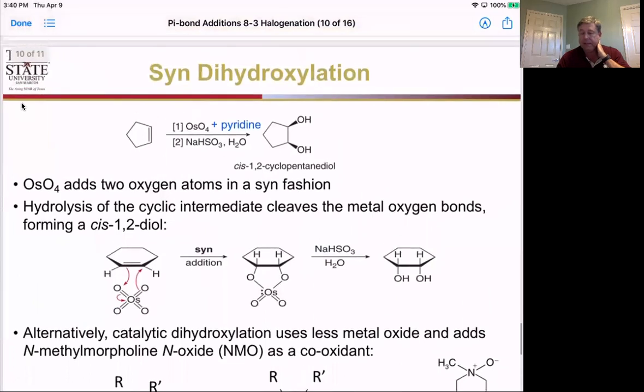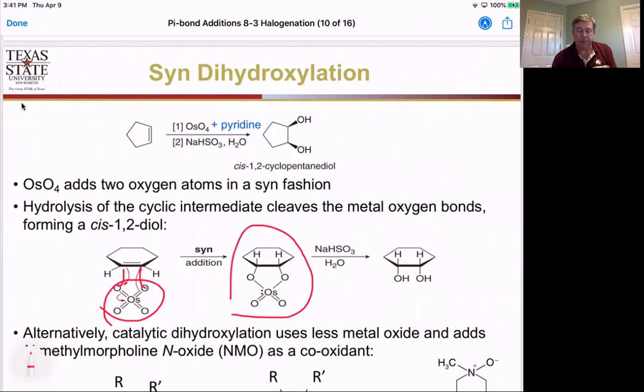Let's say we wanted to add two hydroxides across the system in a syn fashion. We have a reagent that can do that. It's called osmium tetroxide. The reason it works is that we add two oxygens across the same side of the double bond to give us our intermediate, this osmium complex. Then by reducing off this osmium complex to cleave the metal bond, we end up with two alcohols on the exact same side.